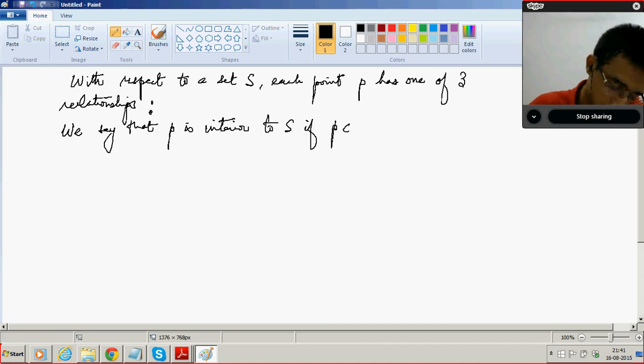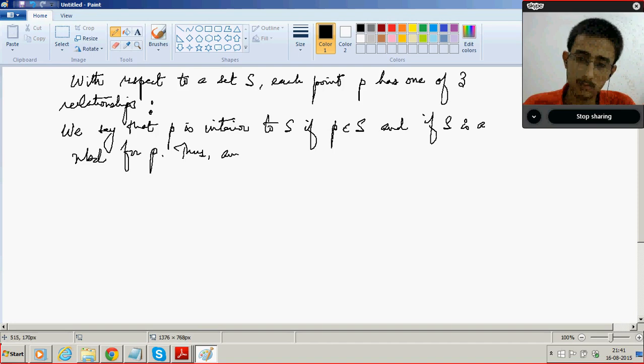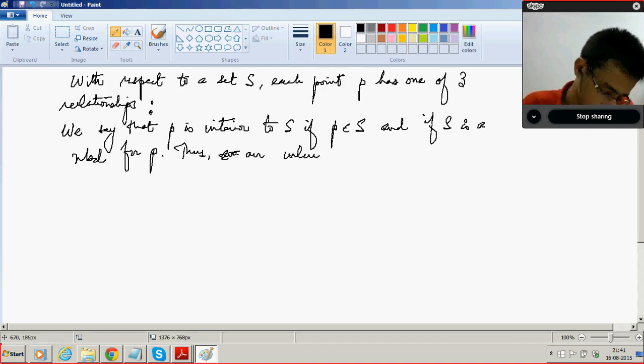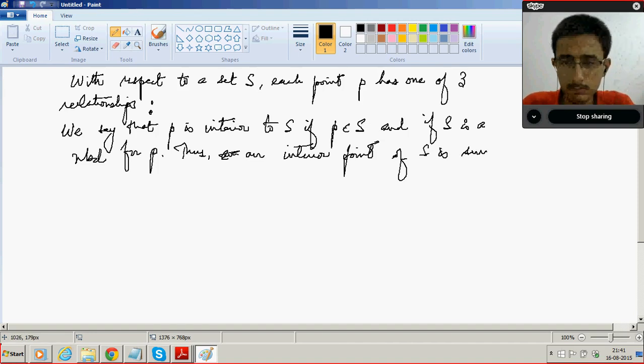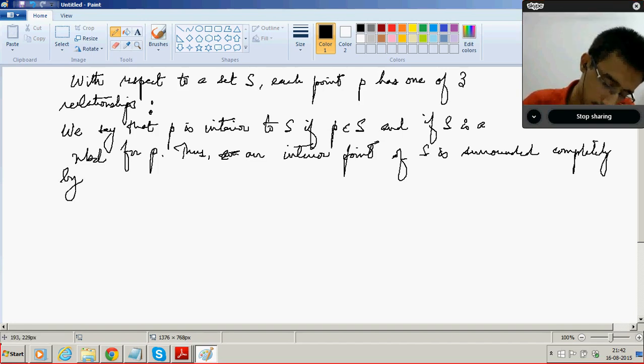if P belongs to S, if the point P lies in S, and if S is a neighborhood for P. Thus, an interior point of S is surrounded completely by points of S.